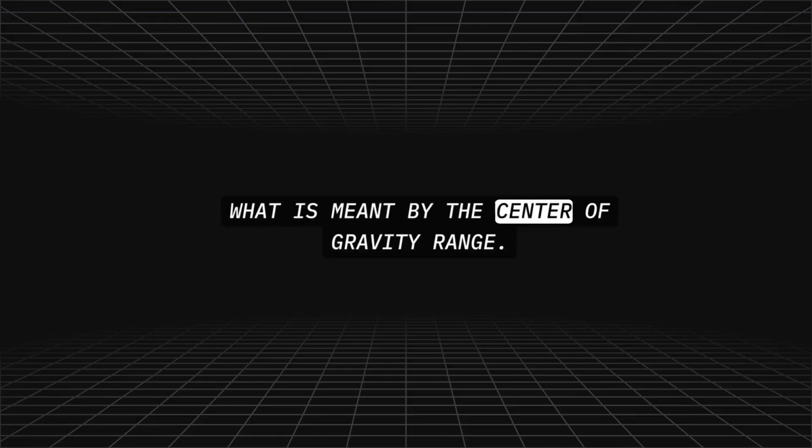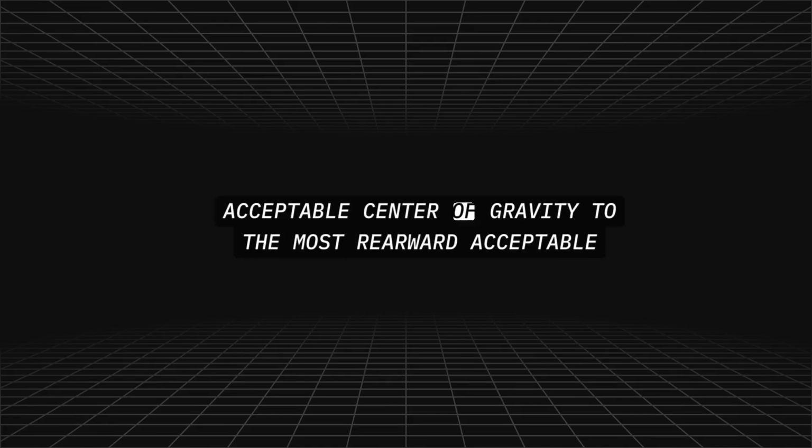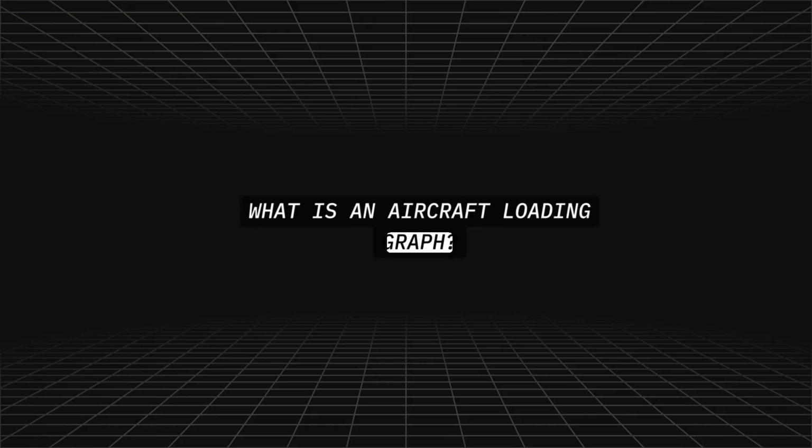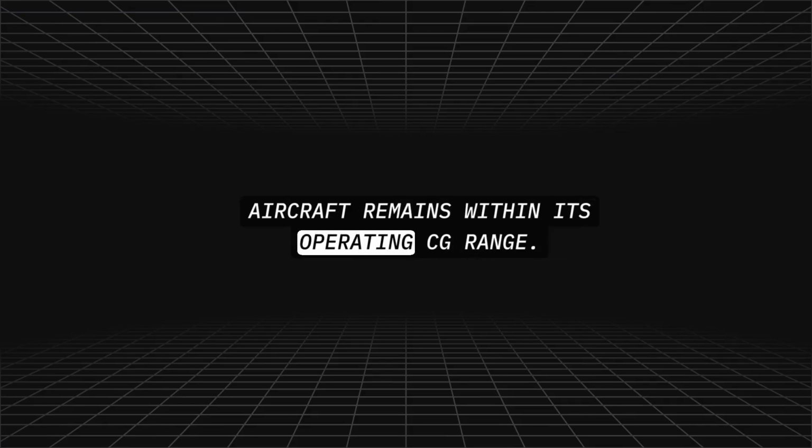What is meant by the center of gravity range? It is the distance in inches from the most forward acceptable center of gravity to the most rearward acceptable center of gravity. What is an aircraft loading graph? A method for determining load distribution so that the aircraft remains within its operating CG range.